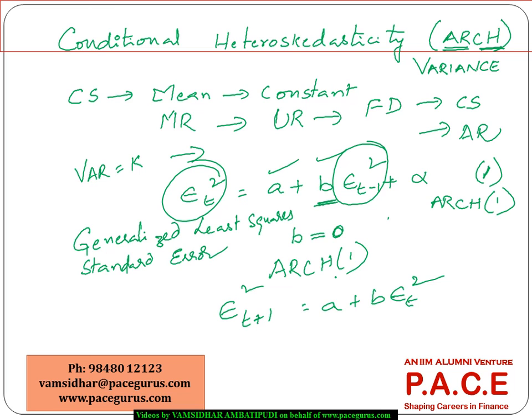So that's how conditional heteroscedasticity based models can be used to predict the variances for the coming periods, especially if the data has some kind of conditional heteroscedasticity present in it.